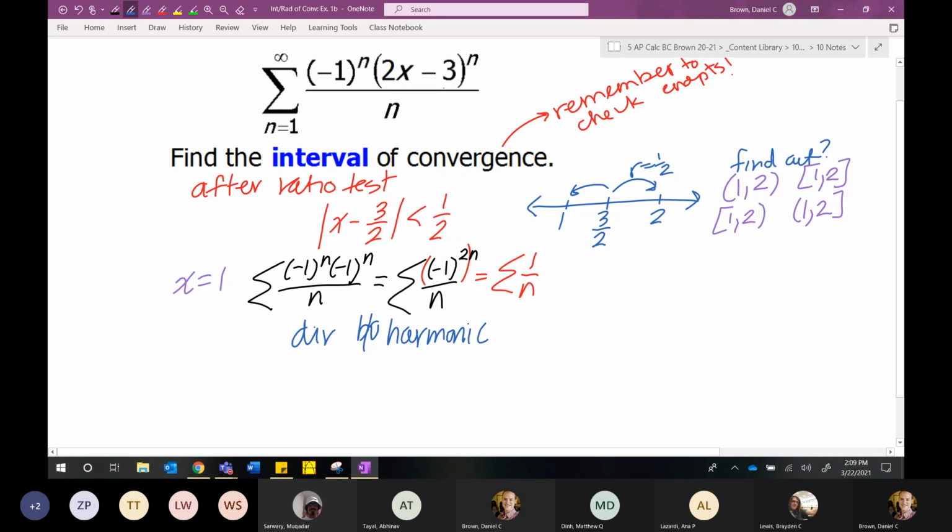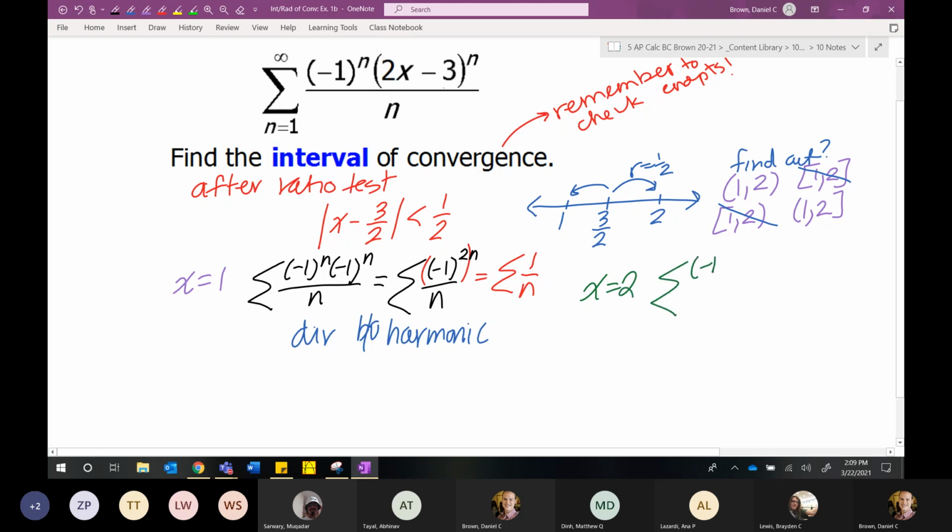What can we do with that information? Already we know that 1 can't be included within that interval. So we know it's not going to be those 2 options I just crossed off. And then we want to do the same thing now, but for the other endpoint. The other endpoint, again, is x is equal to 2.